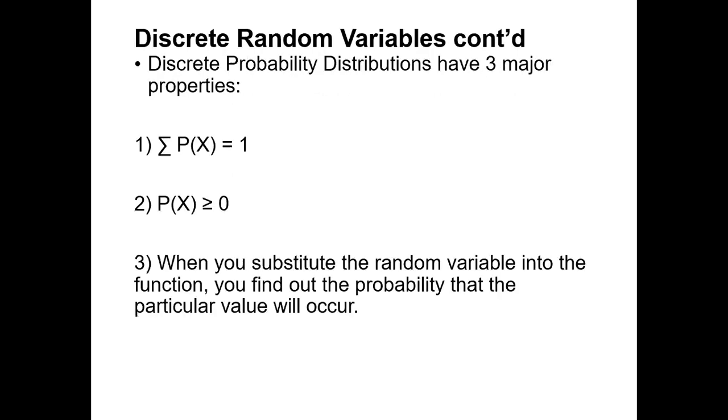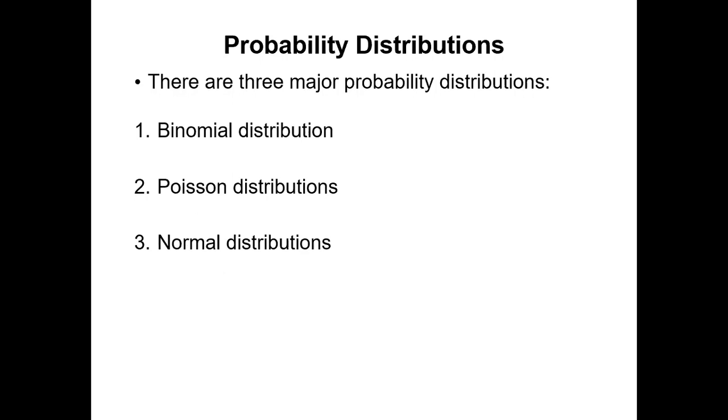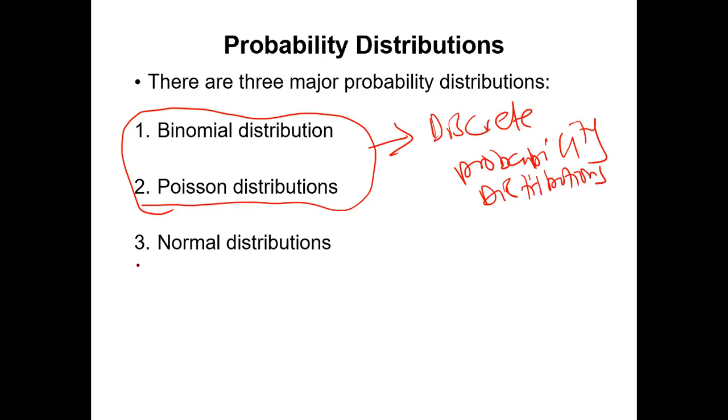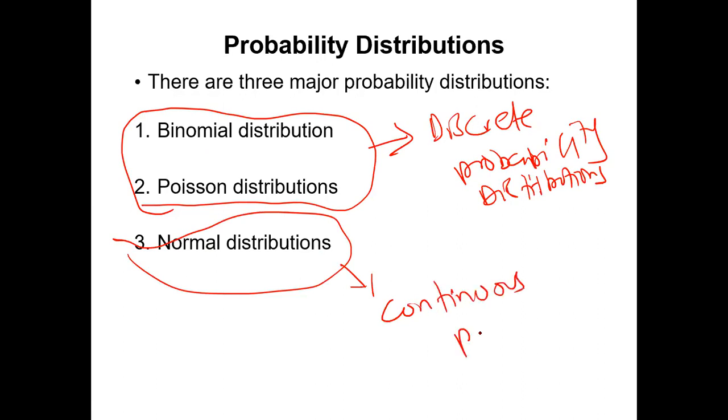There are three major probability distributions. We have the binomial, we have the Poisson, and we have the normal distribution. Let's note that the binomial and Poisson distributions are discrete probability distributions, and the normal distribution is rather a continuous probability distribution.